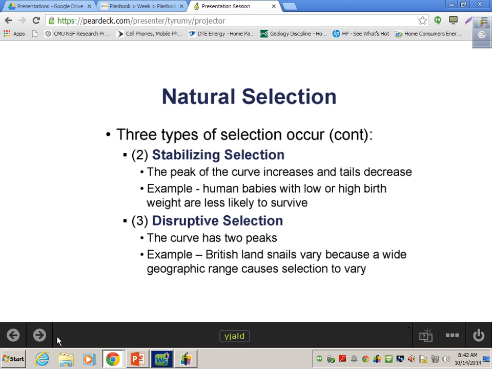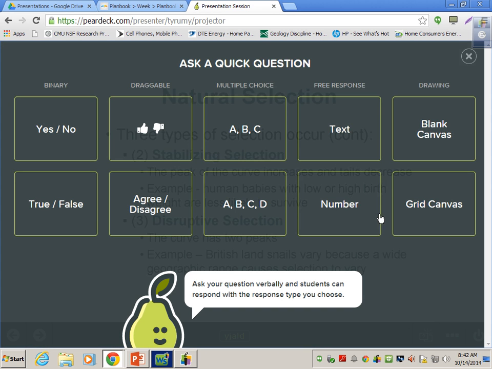And then there's disruptive selection. This is where you no longer have an average and your bell curve splits in two. This is the very beginning of a new species, right? Okay. This is like different races of people where we were separated on big giant islands called continents for a long period of time. We started becoming very different, but then we came back together. So we kind of disrupted disruptive selection in a way. So the curve has two peaks, like the British land snails from your book, vary because a wide geographic range causes selection to vary.